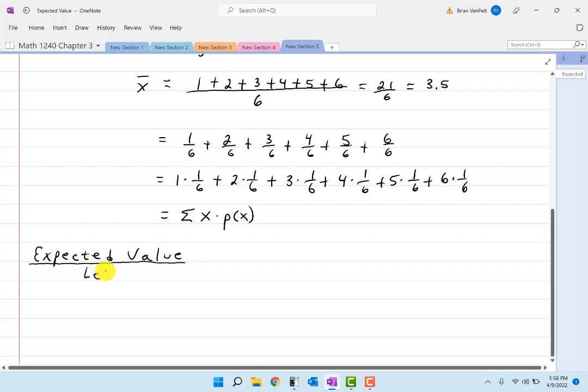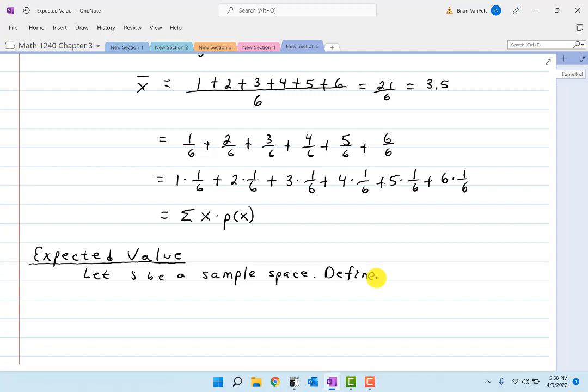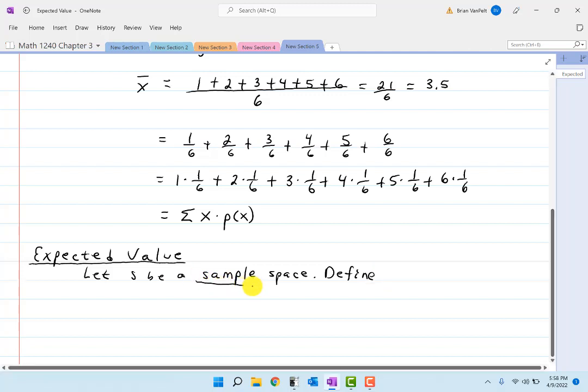So in this, let S be a sample space. I want to be careful here. When I'm talking about a sample space here, I should make sure to say that it's numerical. The outcomes all have to be numbers. That way I'll be able to actually do multiplication. So they have to be numbers.